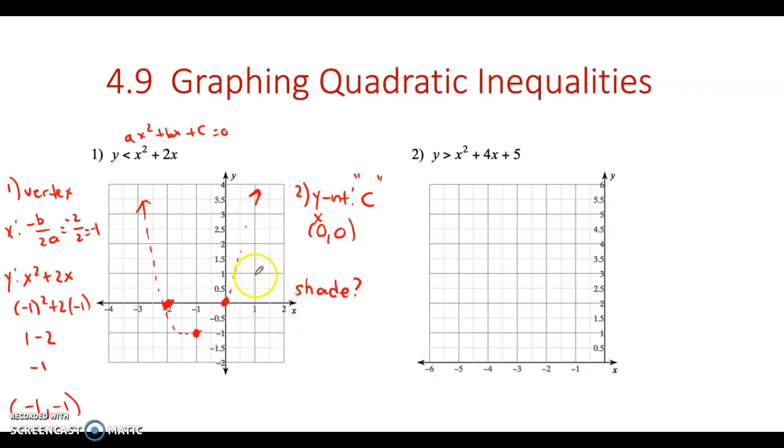So you're going to pick a point not on the parabola. So we can pick any point. Let's pick 1, 1. That's not on the parabola. So we're going to pick 1, 1 for a test. And we're going to put it back into the original. So write the original down. Y is less than x squared plus 2x. And substitute 1 in. You get 1 plus 2, 1 less than 3. Yeah, it's a true statement. So again, 1, 1 is outside right here. So we're going to shade outside.